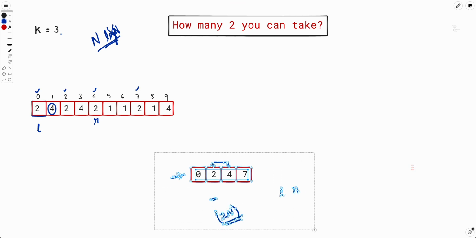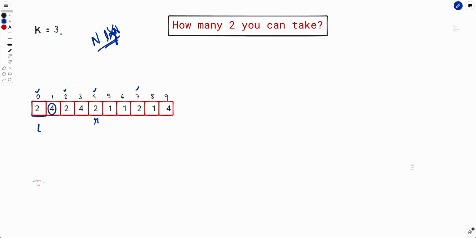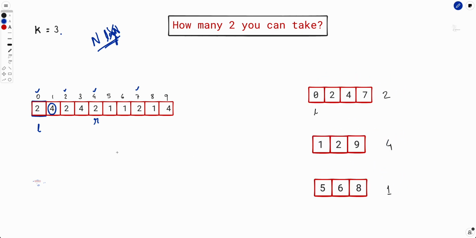So let's just look at one last example to make this entire thing a bit more clear. Let's say this is the array and k is 3. As we have discussed, we will build the indexes array for each of the values. So we build the indexes array for 2, for 4 and for 1. 4 is present at 1, 3 and 9, and 1 is present at 5, 6 and 8. Now once we build this array, for each L we need to find out the R.